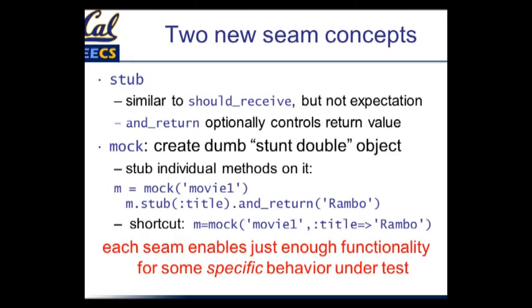Stub sets up a fake method, but it doesn't really care if it gets used or not. If it gets called, stub will be there to sort of pick up the pieces. And if we want, we can chain and return onto the end of it to control what the return value is going to be.